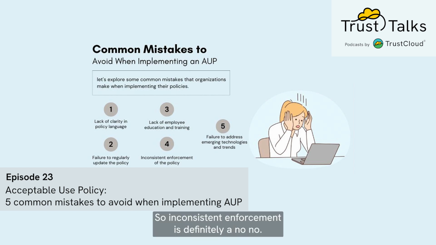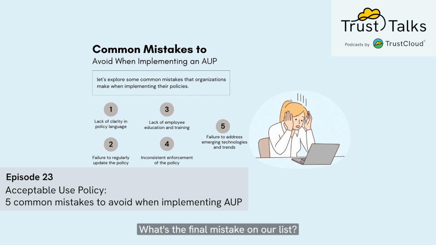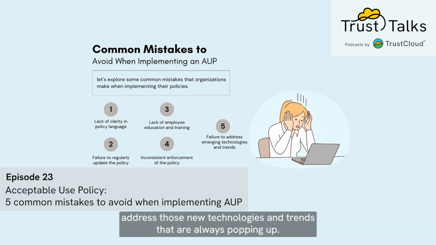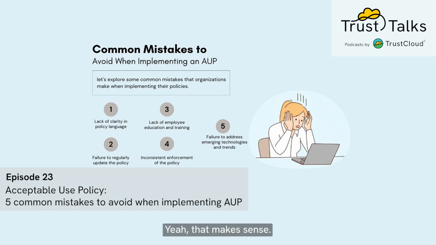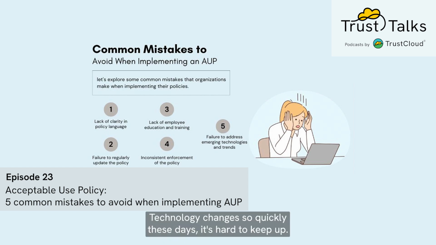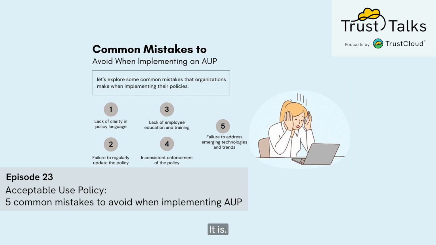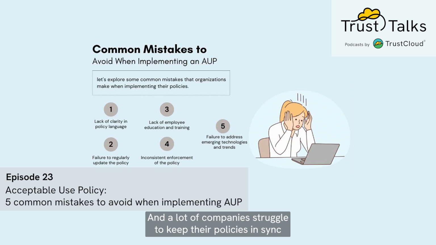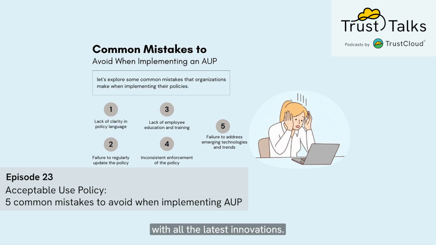Right. Okay, so inconsistent enforcement is definitely a no-no. What's the final mistake on our list? The 5th mistake is failing to address those new technologies and trends that are always popping up. Yeah, that makes sense. Technology changes so quickly these days, it's hard to keep up. It is. And a lot of companies struggle to keep their policies in sync with all the latest innovations.